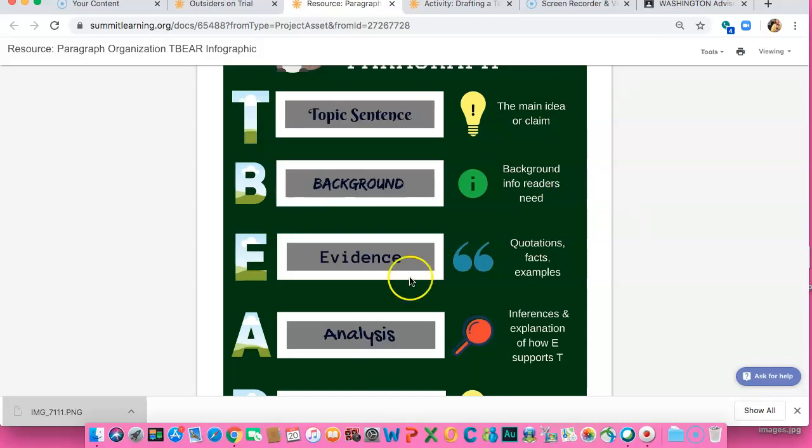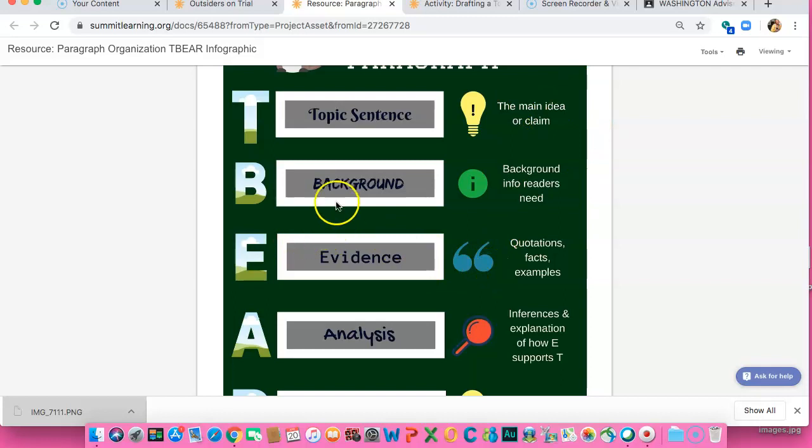Next thing you're going to be looking for is your evidence. When you're looking at your evidence, you're grabbing quotations, facts, examples, all that kind of stuff back here to support your claim. All right. These are going to be parts of the story that you're going to grab that's going to really solidify what your claim is.